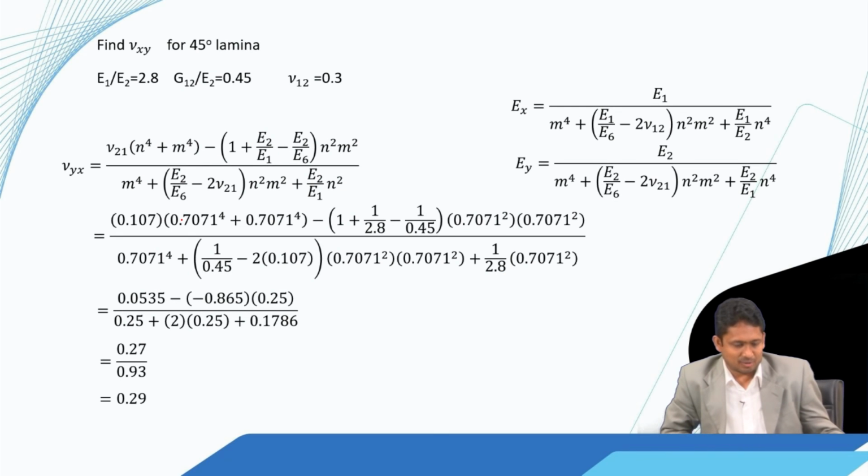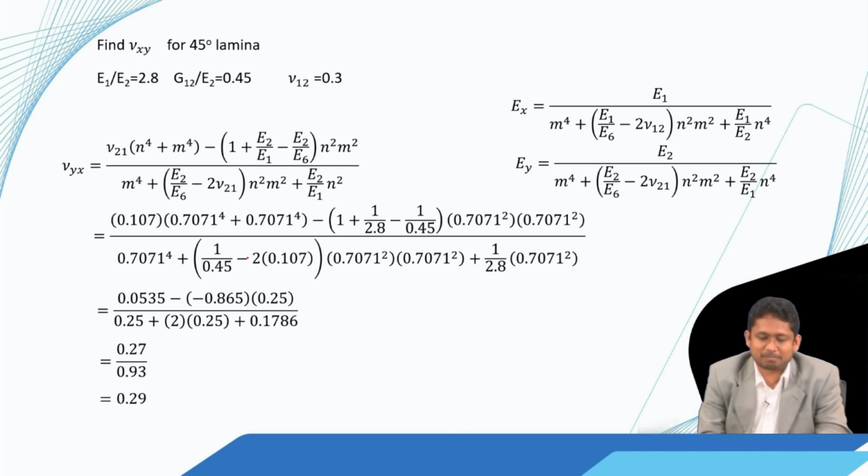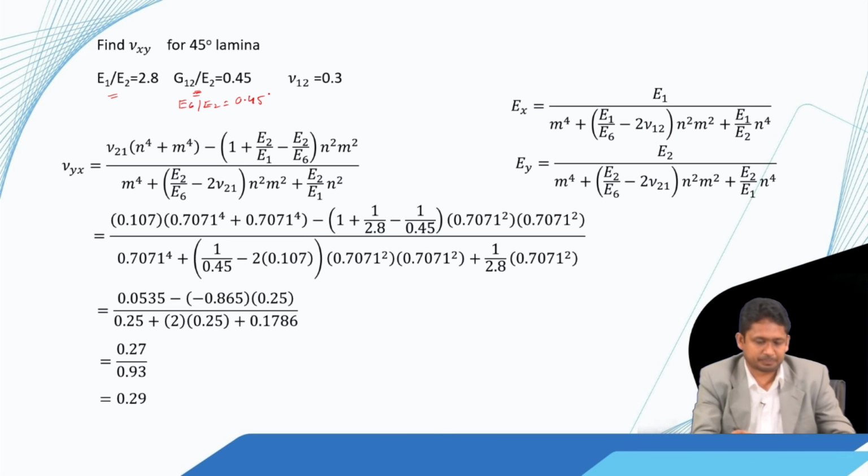Now, let us look at one simple example problem related to this. Let us suppose that we have a composite ply where the values are not explicitly given, but the ratios are given. E 1 by E 2 is equal to 2.8, G 1 2 by E 2, which we can also write as E 6 by E 2, is equal to 0.45, and nu 1 2 is equal to 0.3, and we have been asked to find nu x y for this case.